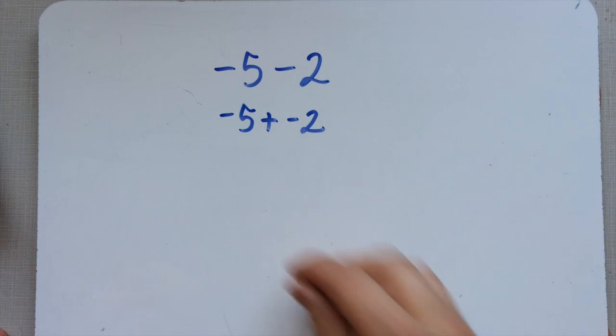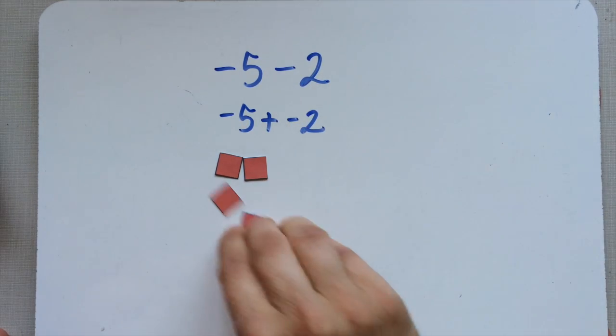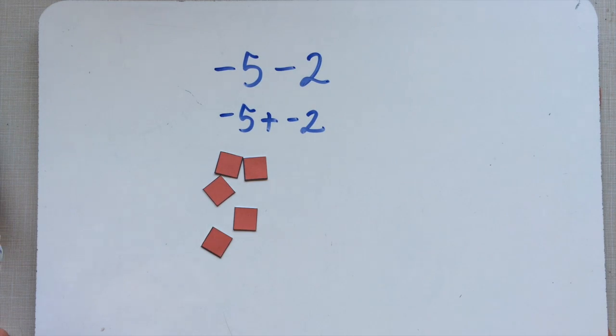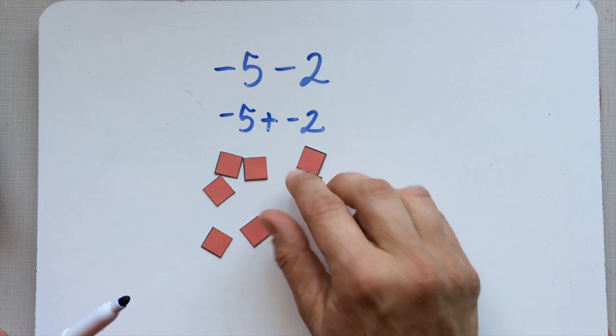So I got 5 negative 1s here to represent my negative 5. And I've got 2 negative 1s here to represent my negative 2.